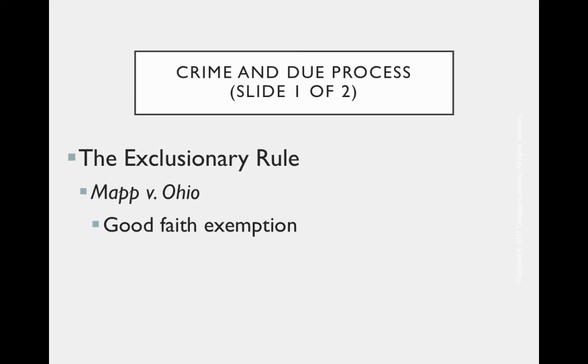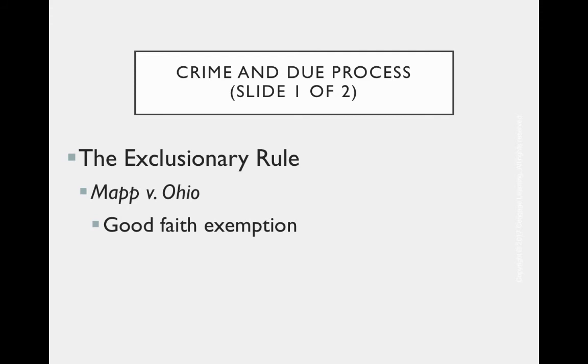All right, let's talk about crime and due process. Something called the exclusionary rule. This is where things found during a search can be excluded if they are found to have happened without good faith. So the exclusionary rule basically means that all evidence found in a search that did not have a warrant or was not in good faith is what's called inadmissible in court.